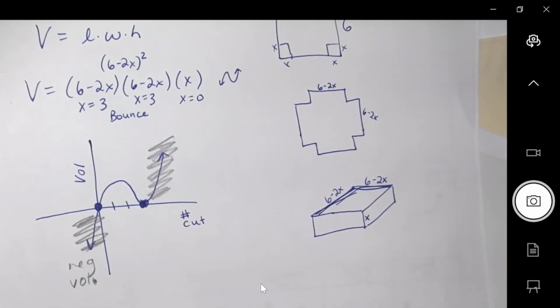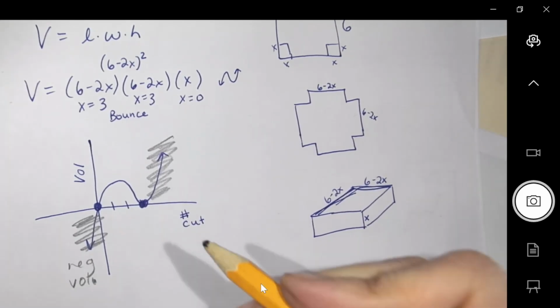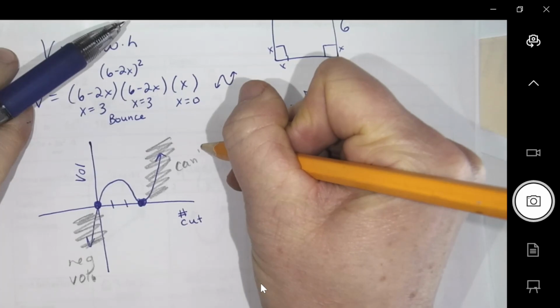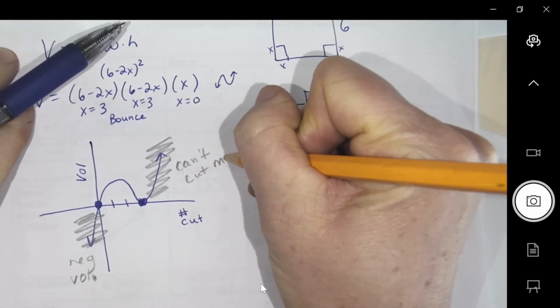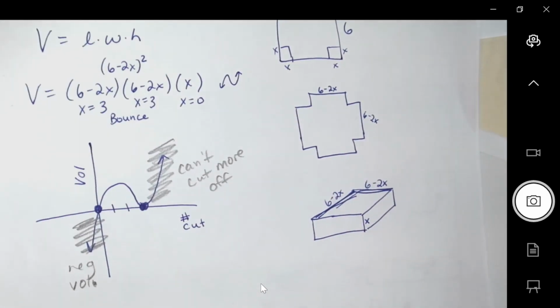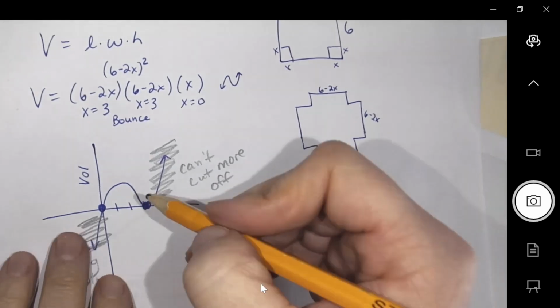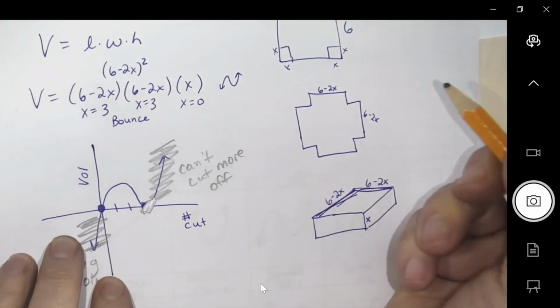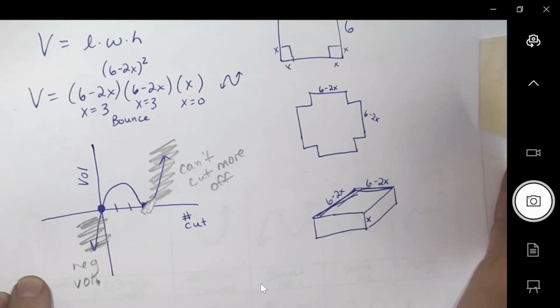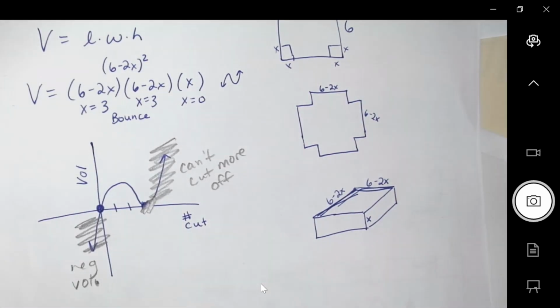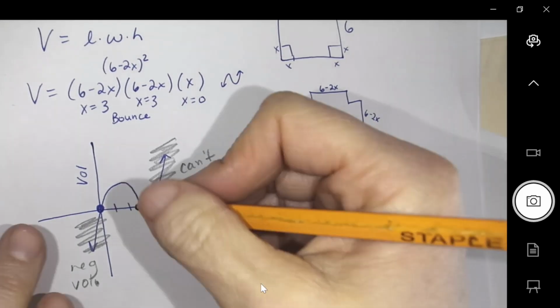What is the most I could cut off? 3. I can't cut off exactly 3. I could cut off like 2.99. You can't cut more off than what you would have. I also can't be on this dot exactly because I can't be 3. What happens if you're 3? You're 6 and you cut 3 and 3. What happened to your length? It's gone. You can't have 0 length.